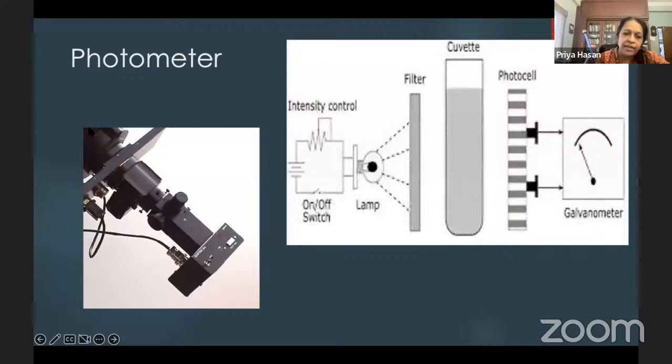So a photometer, you can actually put it onto your eyepiece. If this is a telescope, you will add on your photometer here at the eyepiece point. Essentially, it's a very simple mechanism. You have the light coming onto this. If you want, you pass it through a filter, if you want to measure the brightness coming in a certain wavelength range. And that light falls onto a photocell, from which you get the reading on a galvanometer, right? In that way, you can measure the light which is falling on it, right?